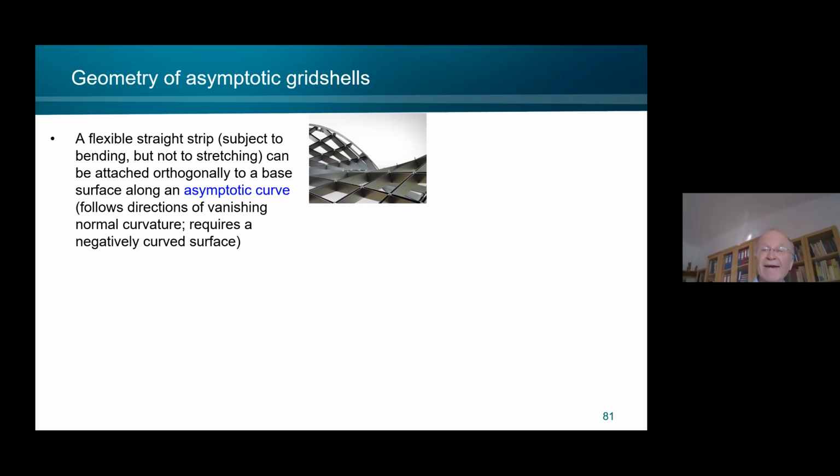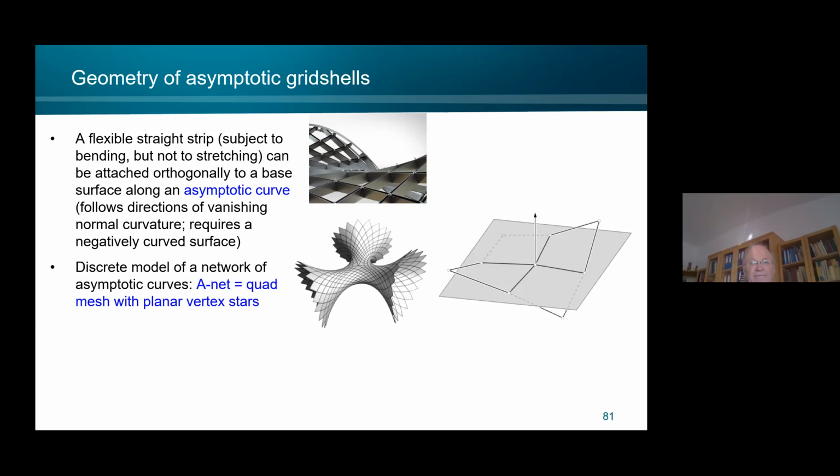But due to the fact that we have a right angle between the strip and the reference surface, the vanishing geodesic curvature of this curve with respect to this strip turns into a vanishing normal curvature with respect to this not really visualized reference surface. So the curve must be a curve which always goes in direction of vanishing normal curvature. So it is a so-called asymptotic curve. So this is only possible for a negatively curved surface.